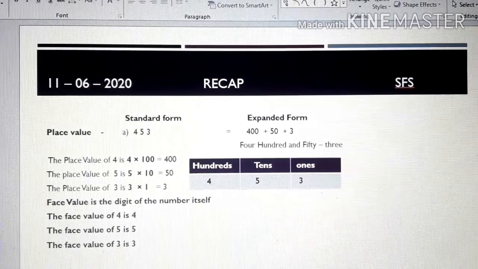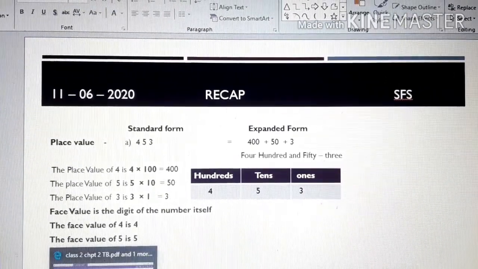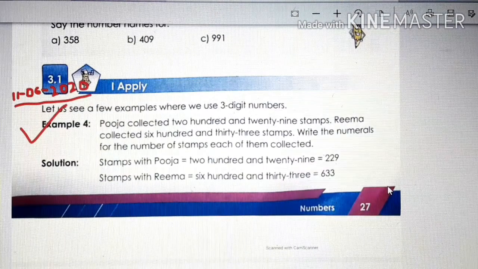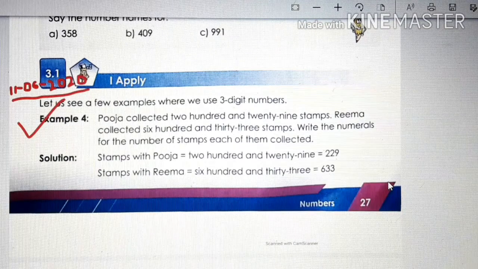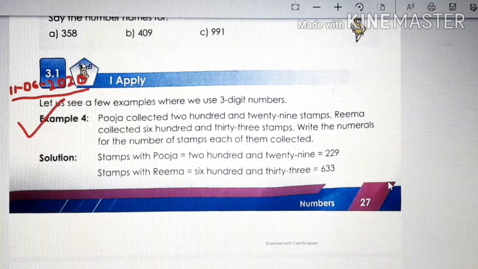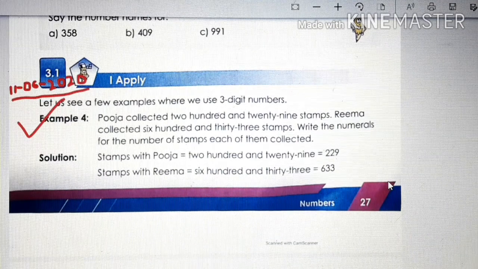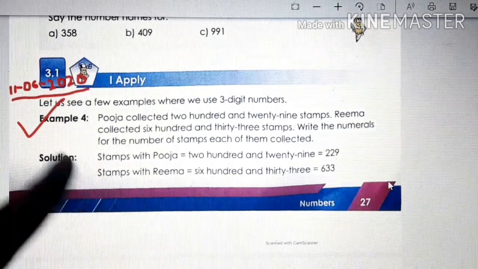So take out your book, children. Page number 27, Example 4. The objective of the class is, before starting the new topic, that is cardinals and ordinals, we'll do some examples. Okay. So let's start with Example 4, page 27.